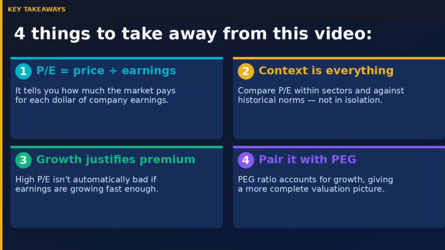4 things to remember. 1. PE equals price divided by earnings. It tells you how much the market pays for each dollar of company earnings. The higher the PE, the higher the price relative to profits. 2. Context is everything. Compare PE within sectors and against historical norms, never in isolation. 3. Growth can justify a premium. A high PE isn't automatically dangerous if earnings are growing fast. The PEG ratio helps you assess this properly. 4. Pair it with PEG. The PEG ratio accounts for growth, giving you a more complete valuation picture than PE alone.